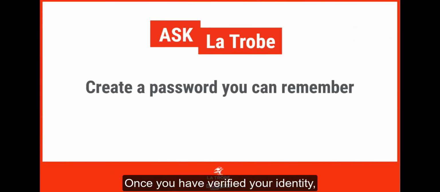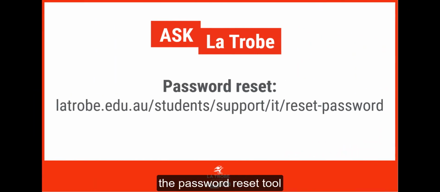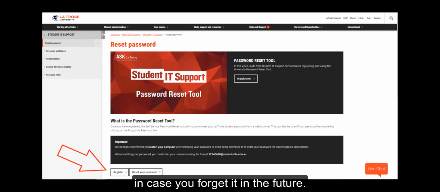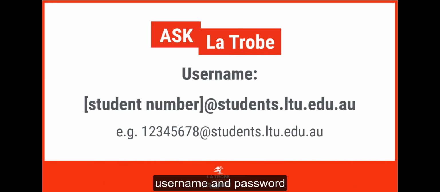Once you've verified your identity, create a password for your account. Make sure this is something you can remember and be sure to sign up for the password reset tool in case you forget it in the future. You'll use your La Trobe student ID number, username and password to access our student systems, so make sure you have them handy.